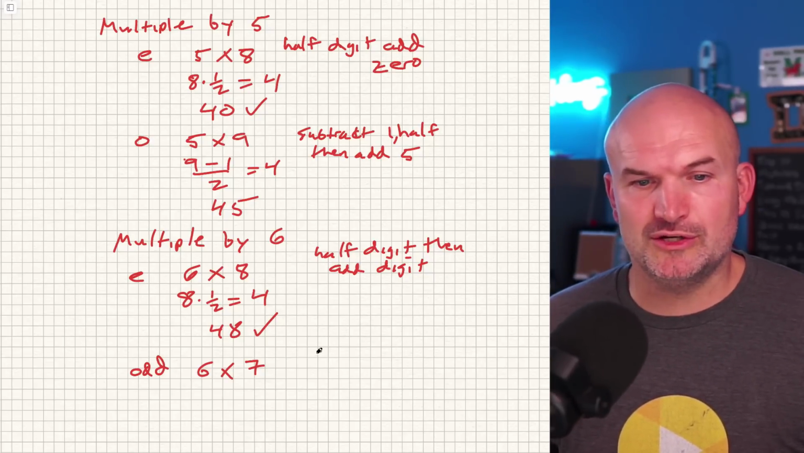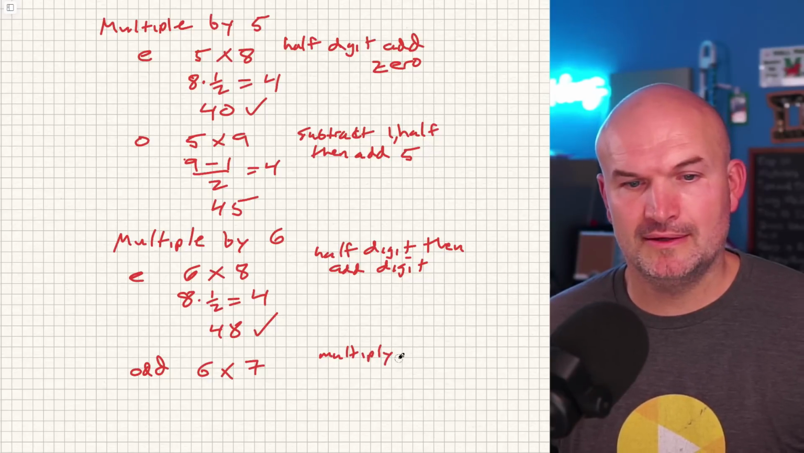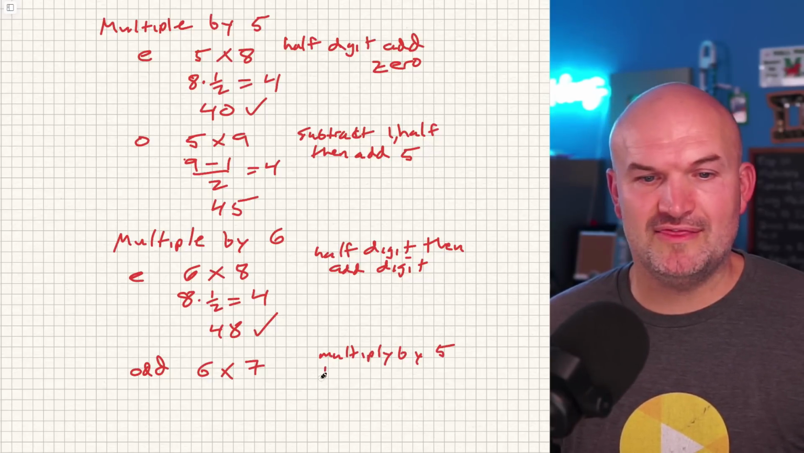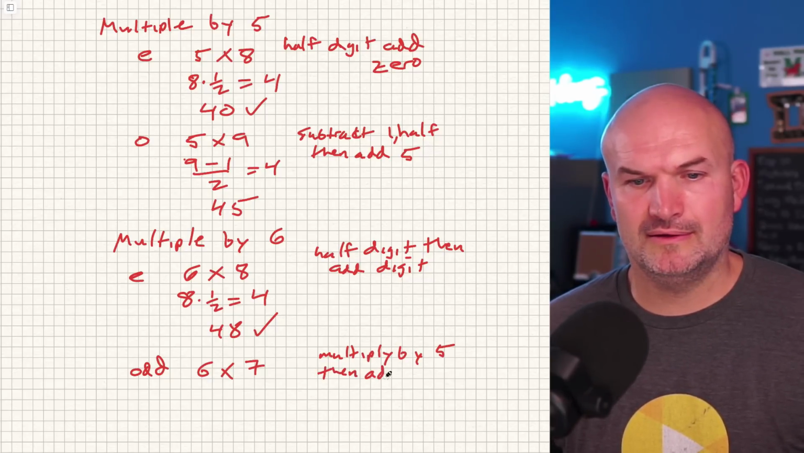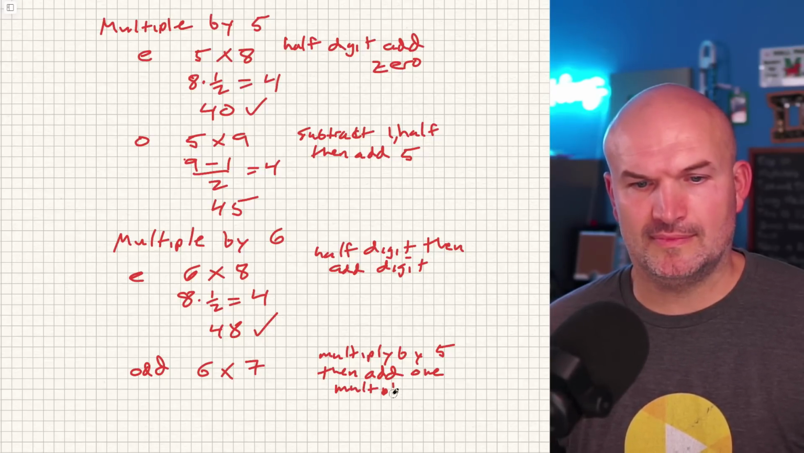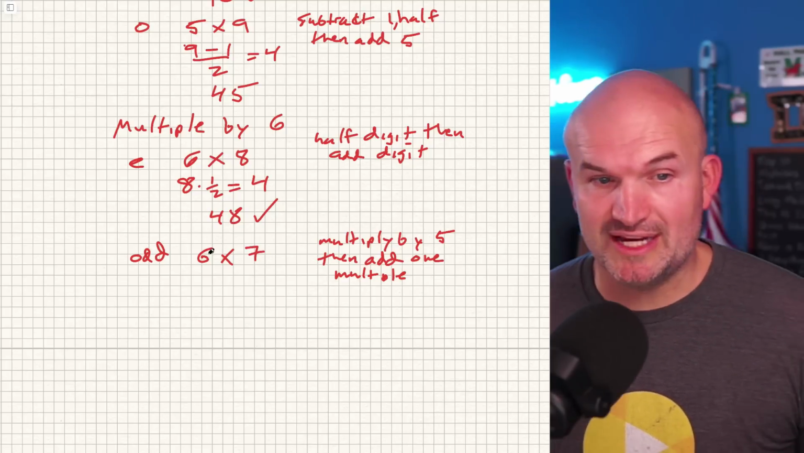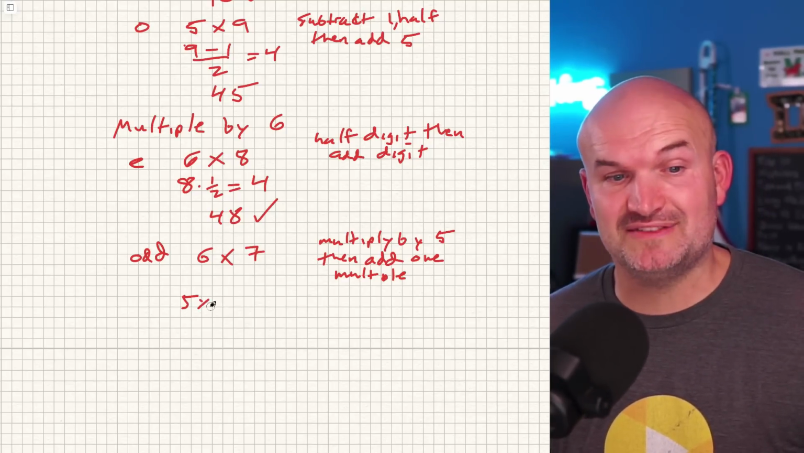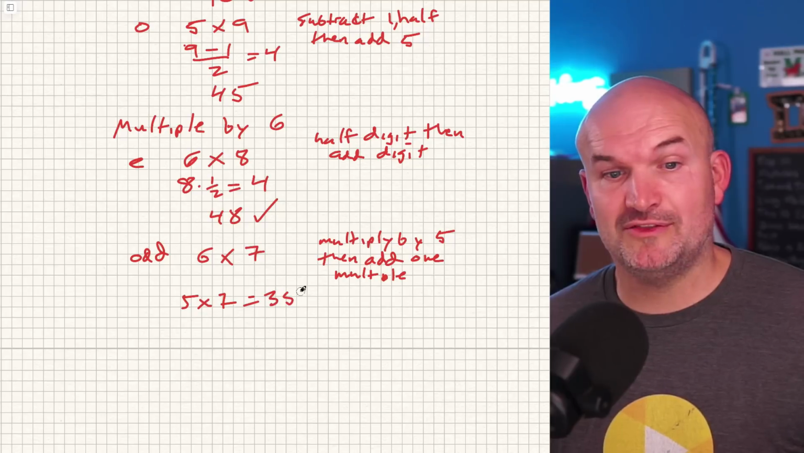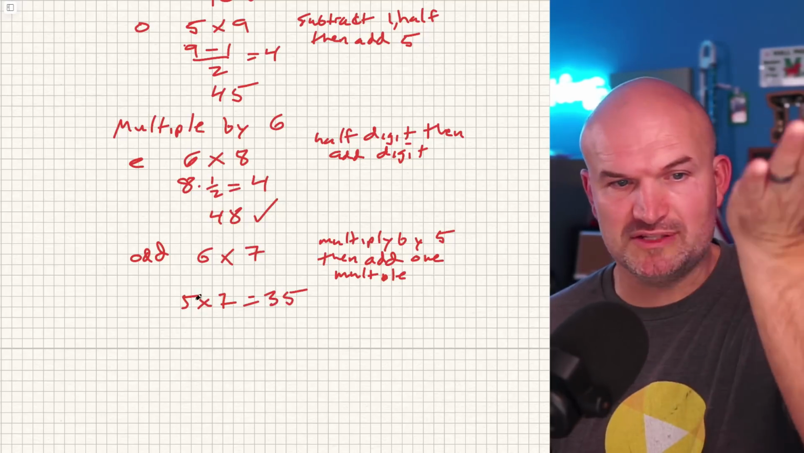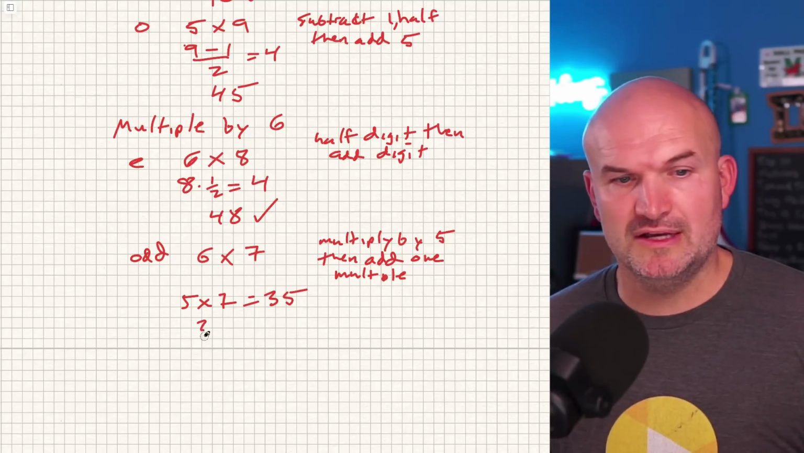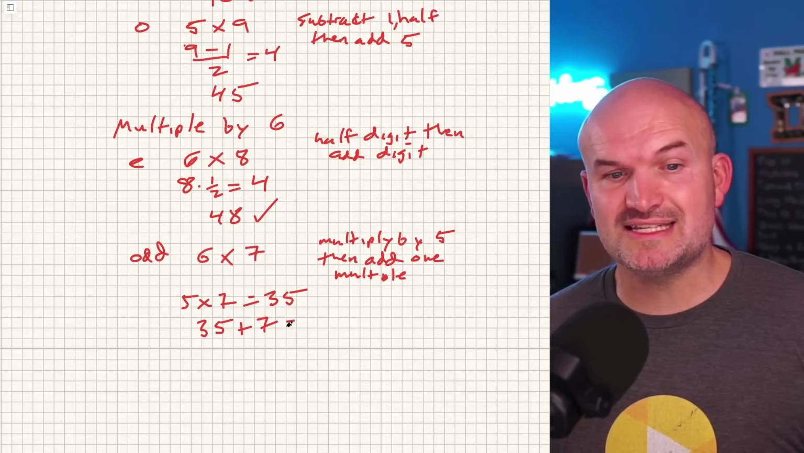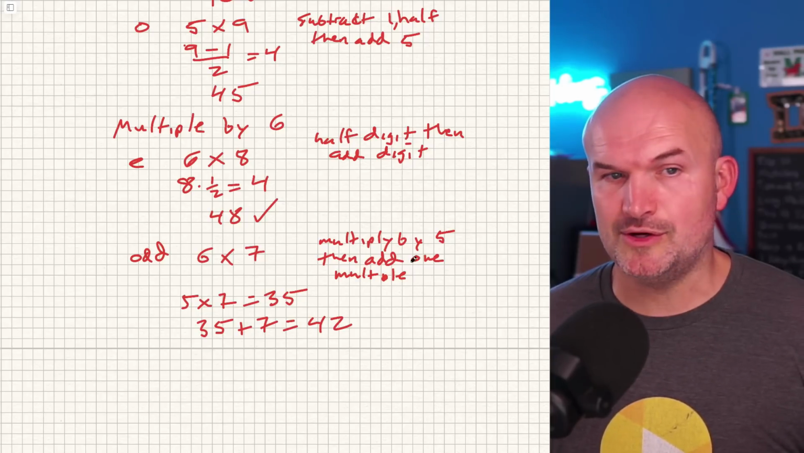So what you're going to do is multiply by 5 and then add 1 multiple. So what that's going to look like, if I have 6 times 7, I'm going to break this down into a 5 times 7, which is going to be a 35. And then again, the difference between 6 and 7 is going to be 1 more 7. So I'm going to do a 35 plus a 7, and that's going to give me a 42.